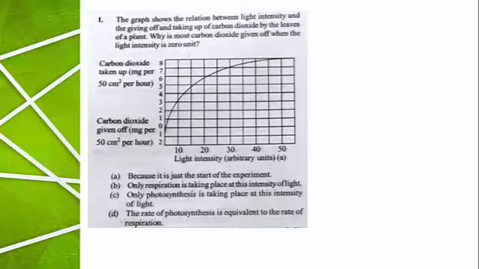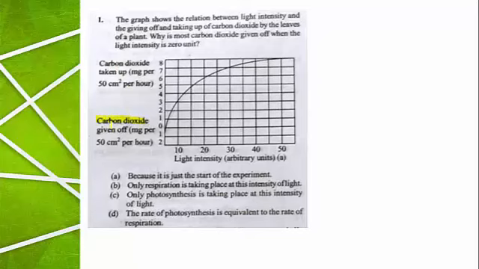The graph shows the relationship between light intensity and the giving off and taking up of carbon dioxide by leaves of a plant. Why is the most carbon dioxide given off when the light intensity is 0 unit? The given options are: because it is just the start of the experiment; only respiration is taking place at this intensity of light; only photosynthesis is taking place at this intensity of light; the rate of photosynthesis is equivalent to the rate of respiration. So in the graph both the conditions are mentioned.